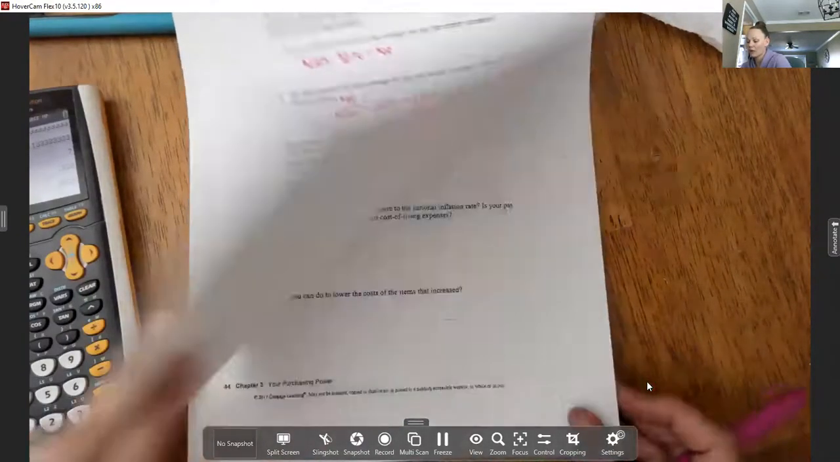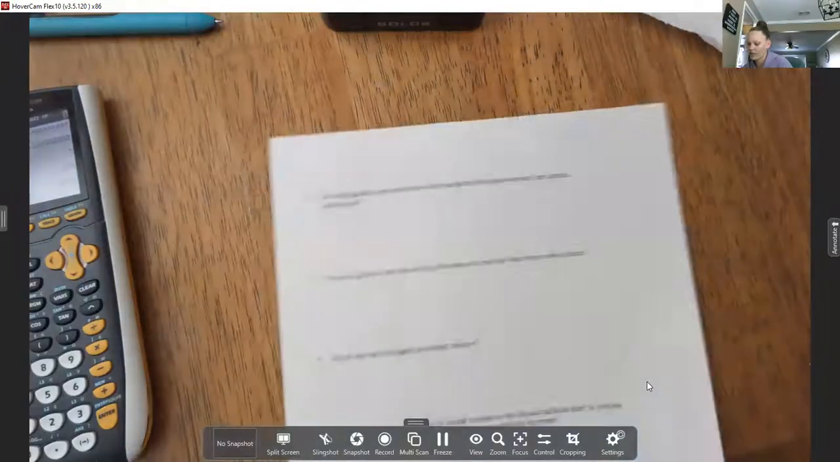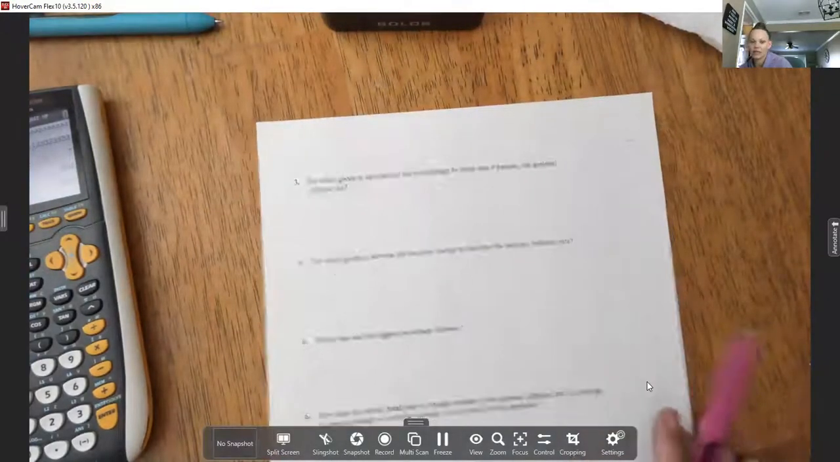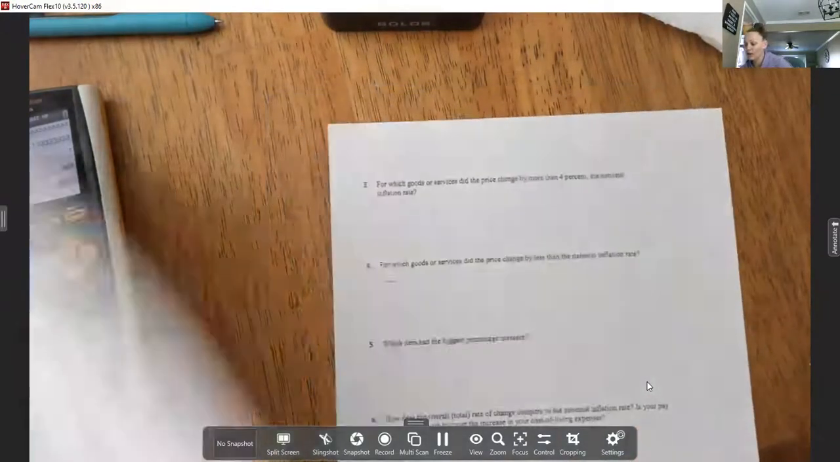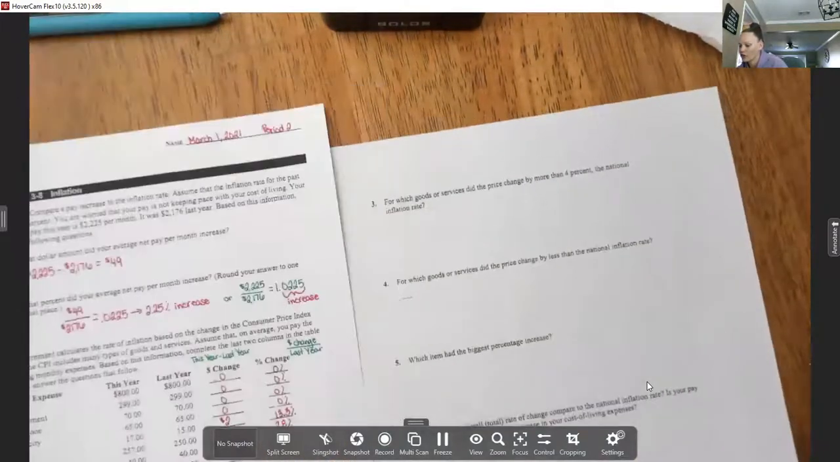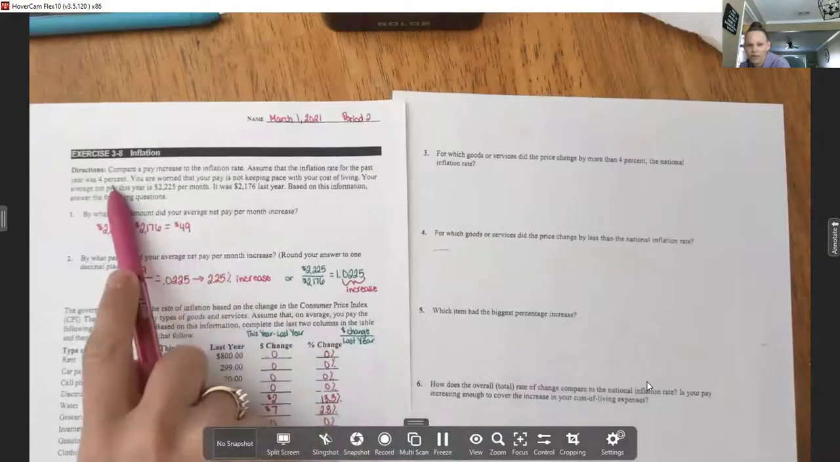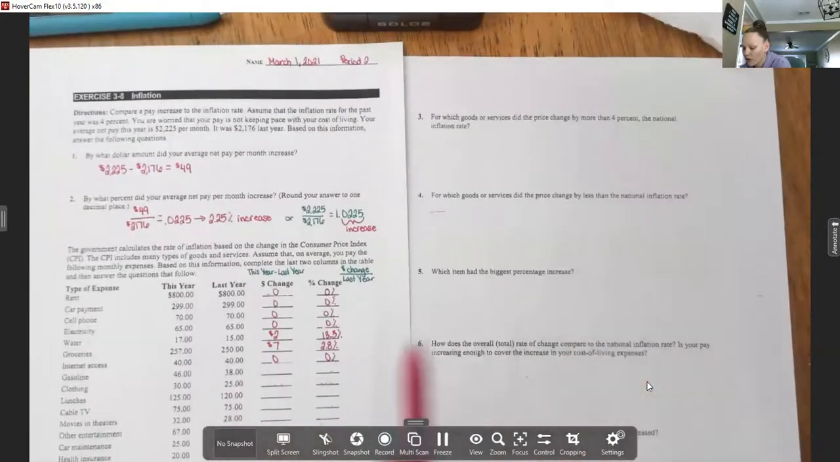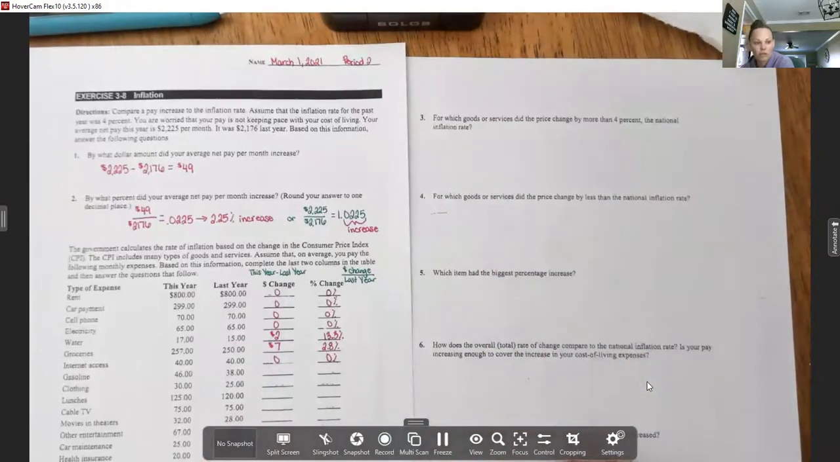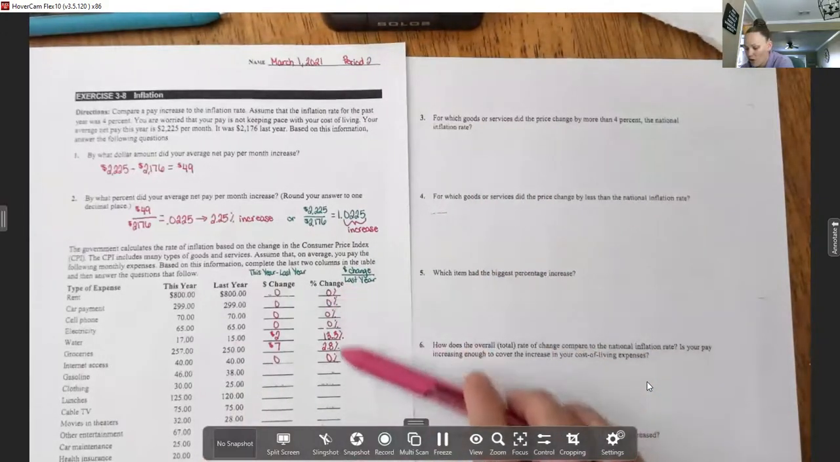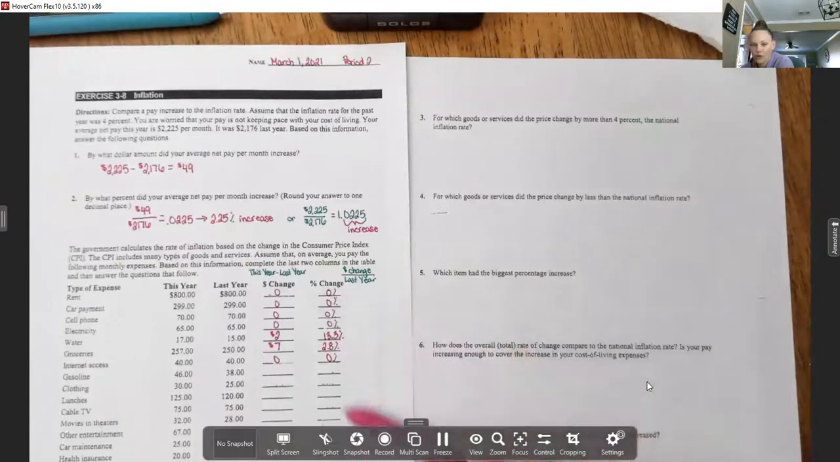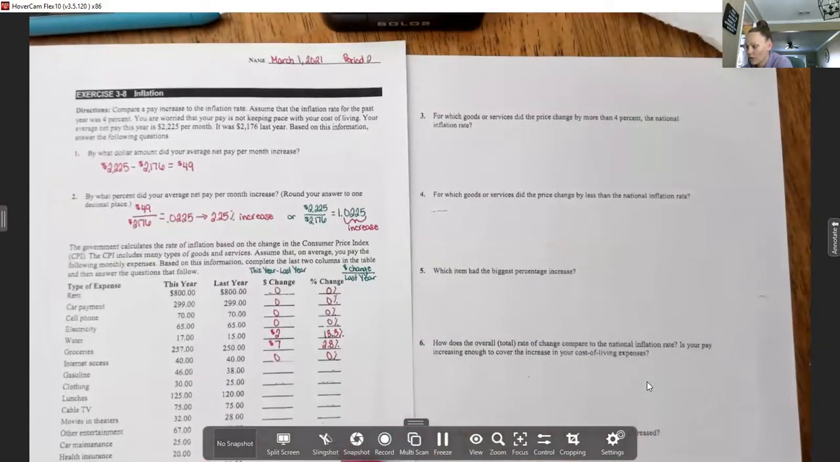Then the back or the second page, if you don't have a double-sided printer, you're just going to answer these questions referring to the table. So for which goods or services did the price change by more than 4%, which told us was the inflation rate last year? So you could say, okay, well, water did. There's going to be more than just one answer here. You're just going to look through this column and see which of these were greater than, equal to, or greater than, nope, just greater than 4%.